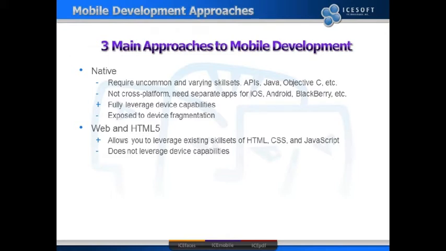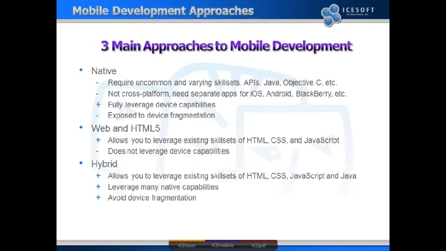Unfortunately, in mobile web development, the downside is that you're not able to fully leverage the device capabilities. HTML5 does have some nascent native device integration, such as camera access on some platforms, but we're still quite a ways off from mobile HTML5 being able to leverage device capabilities. Desktop HTML5 is much further in this regard, but mobile browsers are still quite a ways behind desktop browsers.